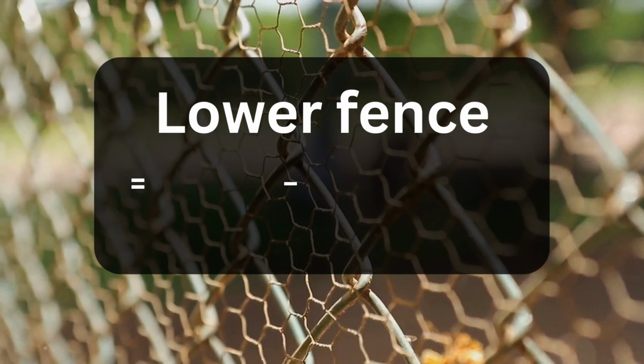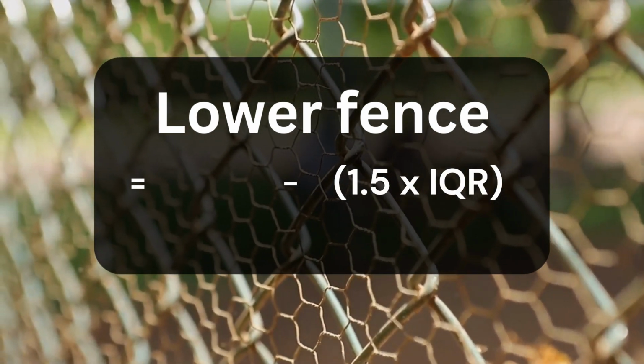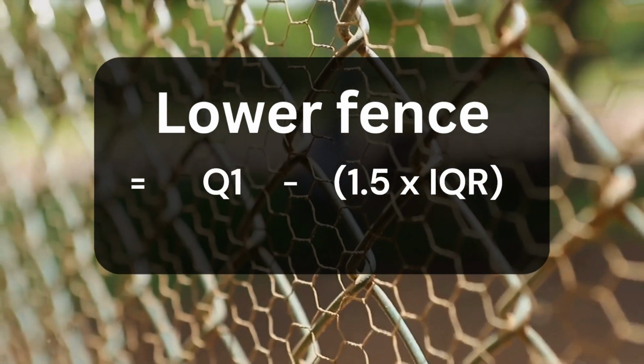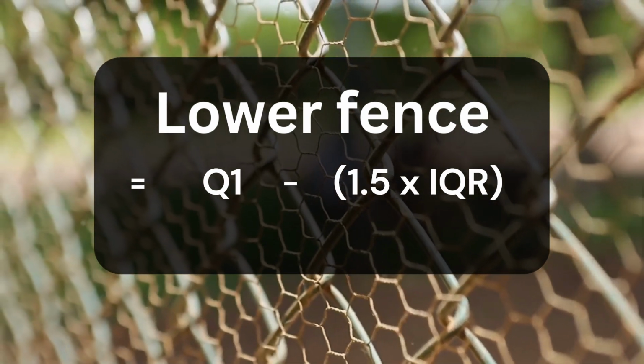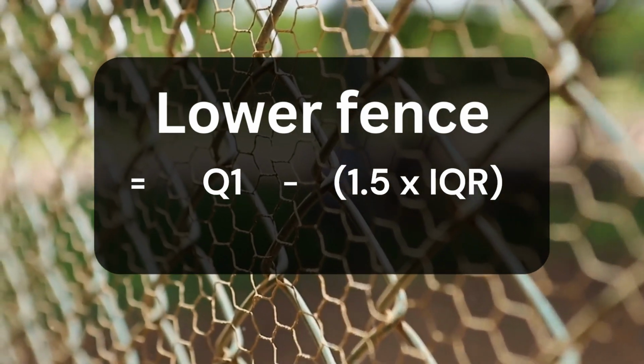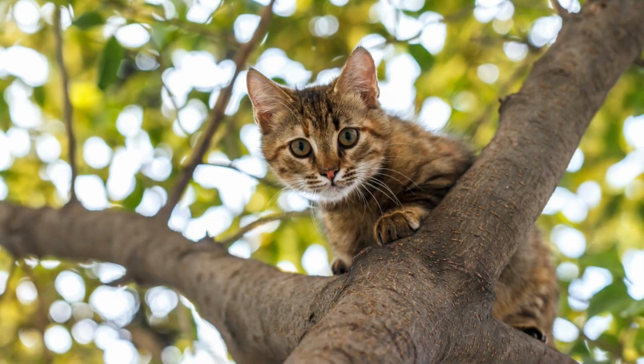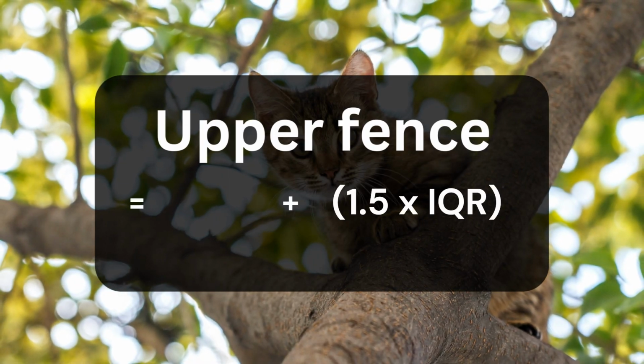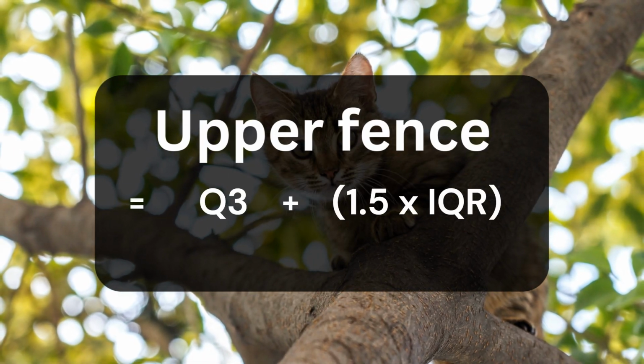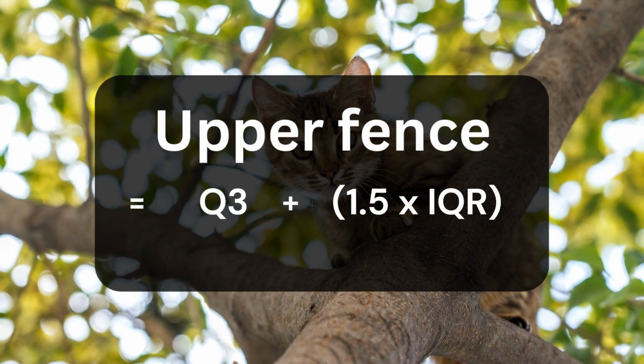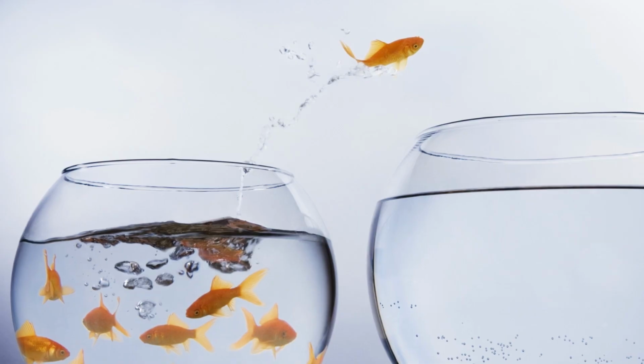The lower fence is calculated by subtracting 1.5 times the interquartile range from Q1, or first quartile. Any data point below this fence is considered a possible outlier. Similarly, the upper fence is found by adding 1.5 times the interquartile range to Q3, the third quartile. Any data point above this fence is also considered a possible outlier.